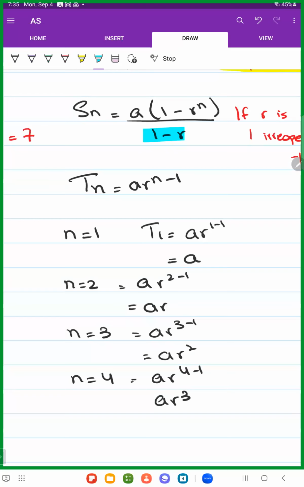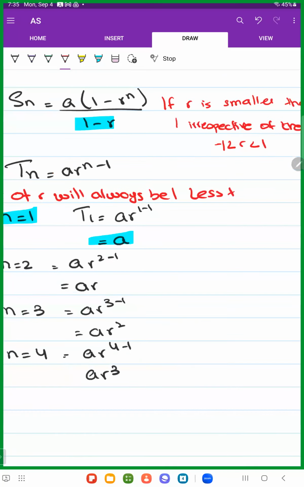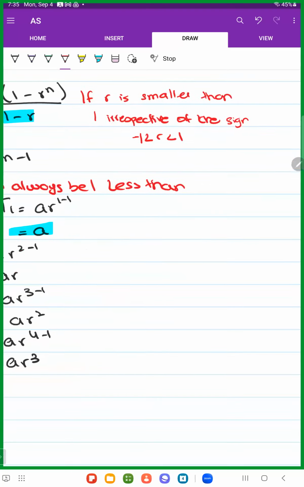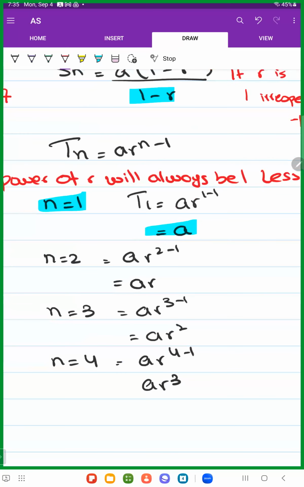The power of r is relative to the term. So if the term is 1, the power of r will be 0. The power of r will always be 1 less than the term. So if we look at the first term, the power of r over here, can I write it as 0?